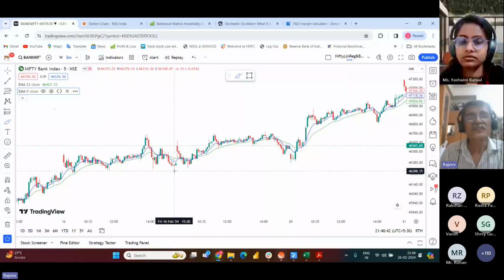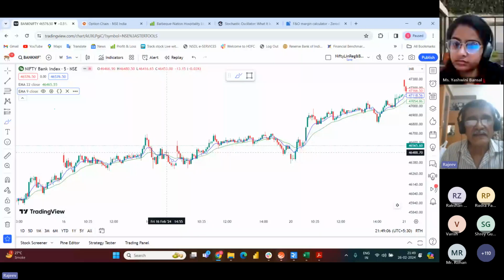So almost 100 points difference. So if your profit target is only 100 points, you would have closed the position here and made 100 points profit. Lot size of Bank Nifty is 15. So 15 into 100, you would have made 1500 rupees profit in how many candles? 1, 2, 3, 4, 5, 6, 7, 8, 9, 10 candles roughly.